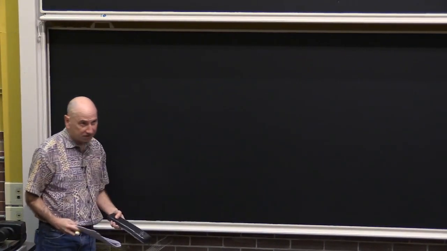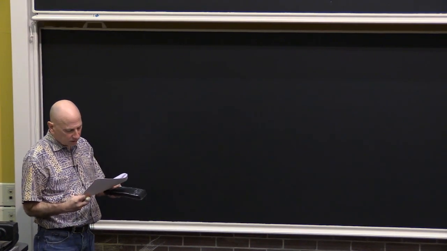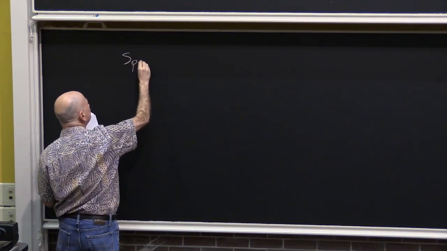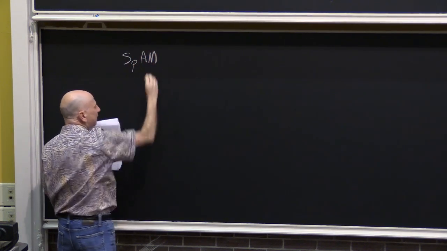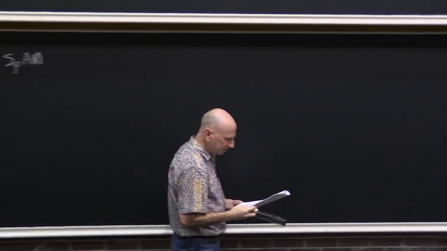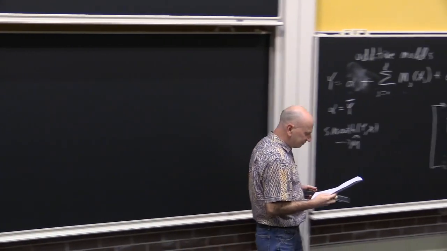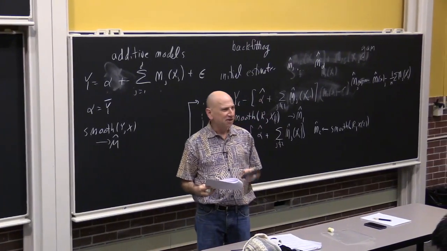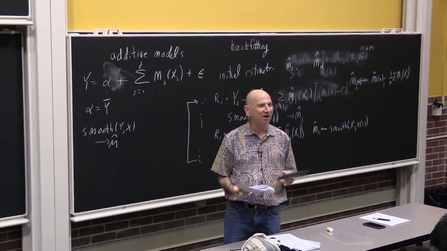on the functions. Okay, so this is called SpAM, at least in the notes. Many years ago I wrote a paper about this with John Lafferty, Pradeep Ravikumar, and Han Liu. We thought this was a pretty clever name: sparse additive models.